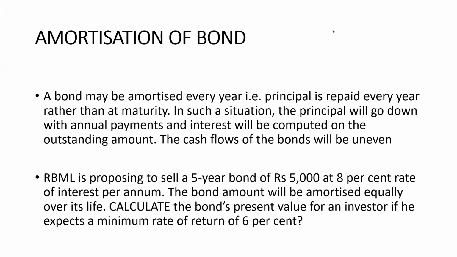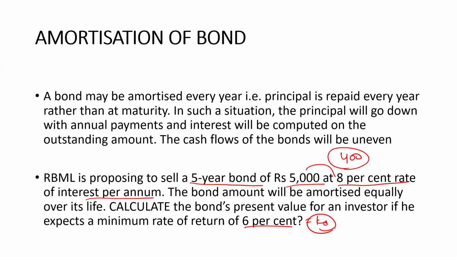Here there's a question: this company called RBML is proposing to sell a 5-year bond of 5,000 rupees at 8% interest per annum. So the principal is 5,000 rupees and 8% of that, 8 fives are 40, so it would be 400. So 400 would be the interest which they'll calculate. The bond amount will be amortized equally over its life. Calculate the bond present value for the investor if you expect a minimum return of 6%. So 6% you consider as the cost of debt here.